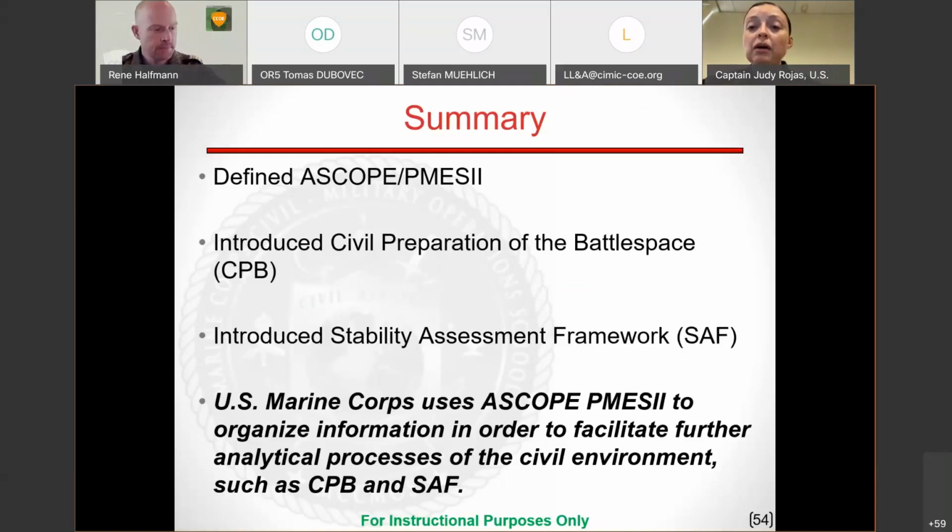But once again, the bottom line is, ASCOPE PMESII for us right now in the Marine Corps is an information gathering and organizational tool so that we can then easily refer to things when we're doing our analytical processes with CPB and SAF. So at this time, that concludes the overall presentation, and I am open for any questions or comments that any of you may have. Over.